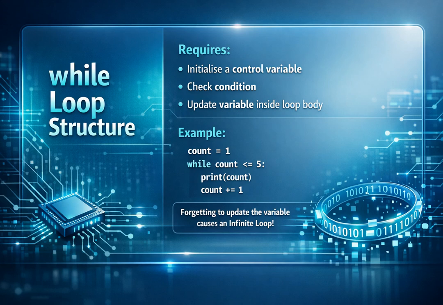A while loop requires 3 things. First, initialize a control variable before the loop. Second, write a condition that uses this variable, and third, update the variable inside the loop body. If you forget to update the variable, the condition never becomes false and you get an infinite loop.